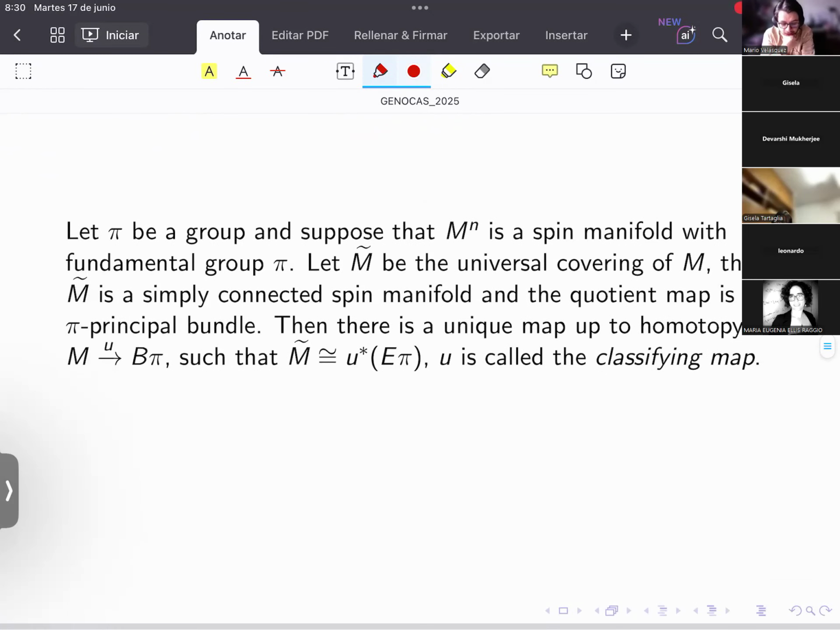We already know that the map from EP to BP is the universal principal P-bundle. Then there exists a unique map, up to homotopy, from M to BP, such that the pullback of EP under this map is homeomorphic to M tilde. This map U is called the classifying map of M, because it is unique up to homotopy.